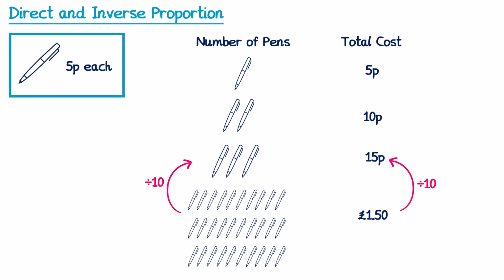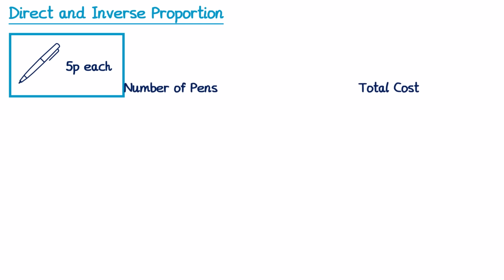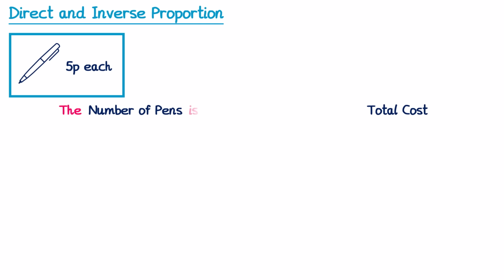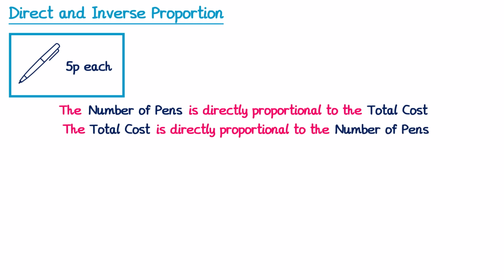When two things are related in this way, we say they're directly proportional. So for this one we could say, the number of pens is directly proportional to the total cost. It also applies the other way around, the total cost is directly proportional to the number of pens.